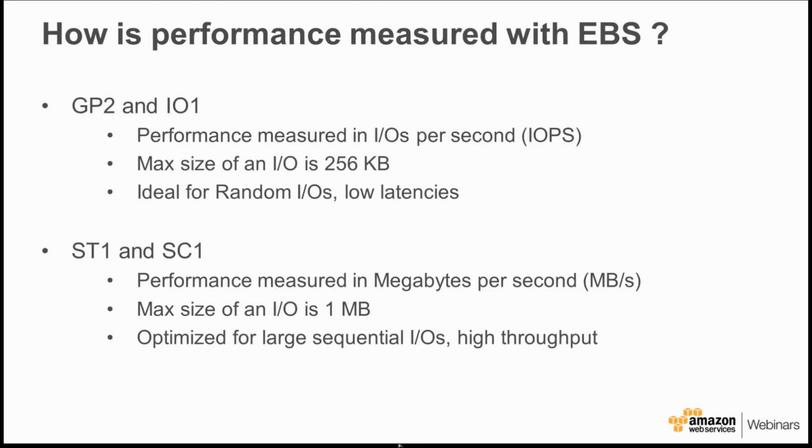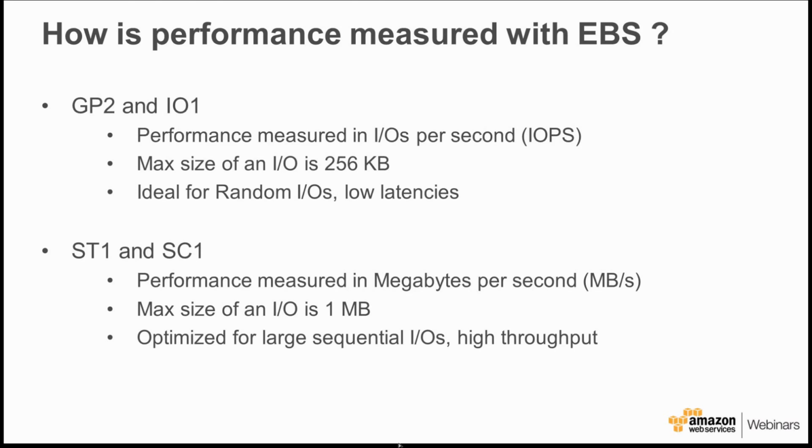So to begin, how is performance measured with EBS? For our GP2 and IO1 volumes, performance is measured in I/Os per second, or IOPS. The max size of an I/O that we count is 256 kilobytes. GP2 and IO1 are ideal for random I/Os with low latencies. For ST1 and SC1, on the other hand, performance is measured in megabytes per second, and the max size of an I/O that we count is 1 megabyte. They are optimized for large sequential I/Os with high throughput.